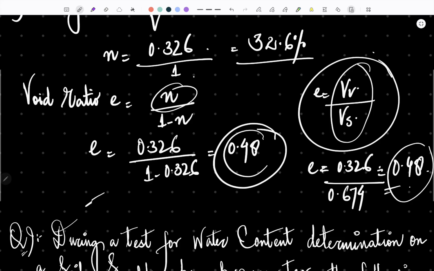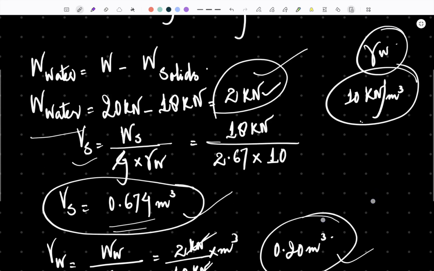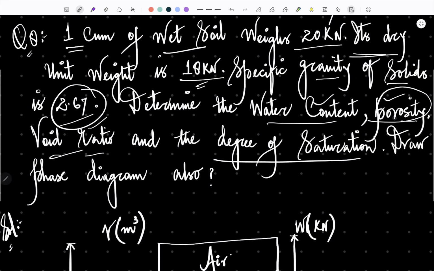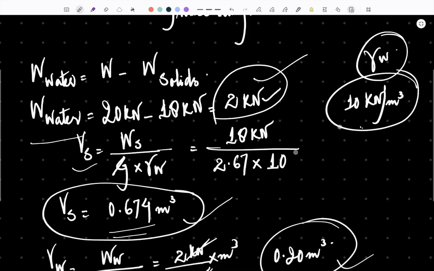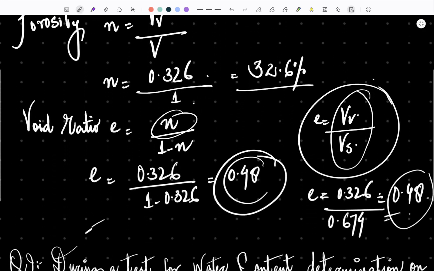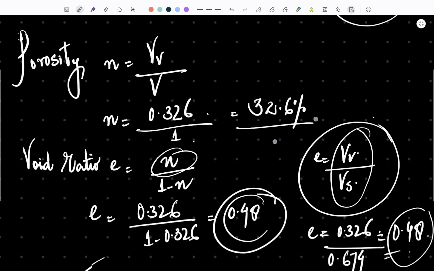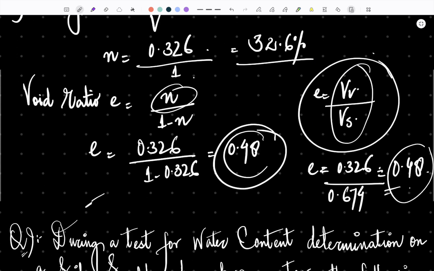All right. Now the last part of this question: we did find the water content, porosity, void ratio. Now the only thing that remains is the degree of saturation. And it's quite easy to find degree of saturation because we know all the terms that are required to find it. Let me rub it first. We have a little less space over here.